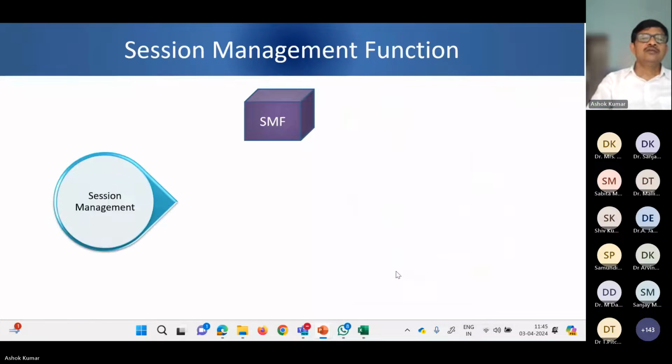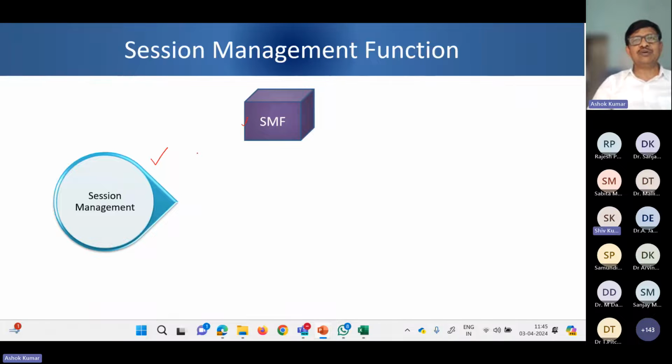Okay. So the first function which SMF does is session management. If you recall, I talked about creation of a PDU session, addition of more quality of service into a PDU session, or maybe terminating a few of the PDU sessions once they are not required, and finally terminating the PDU session itself. So these are all part of session management. All the decisions are taken by SMF.